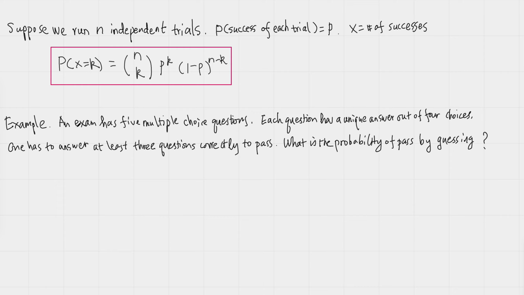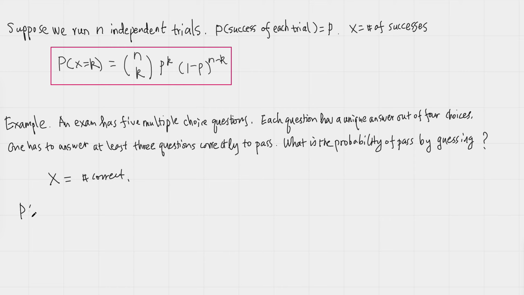Let's look at an example where we can apply this binomial distribution. An exam has 5 multiple choice questions. Each question has a unique correct answer out of 4 choices. One has to answer at least 3 questions correctly to pass the exam. What is the probability of passing the exam by guessing all the answers? Now let's suppose x is the number of correct answers.